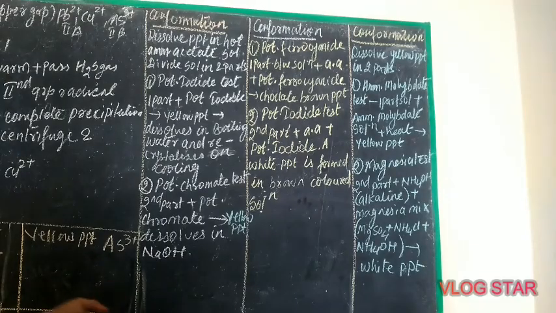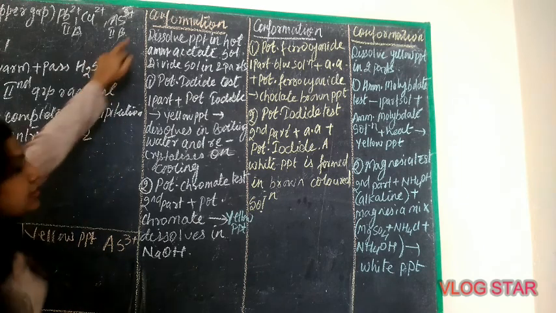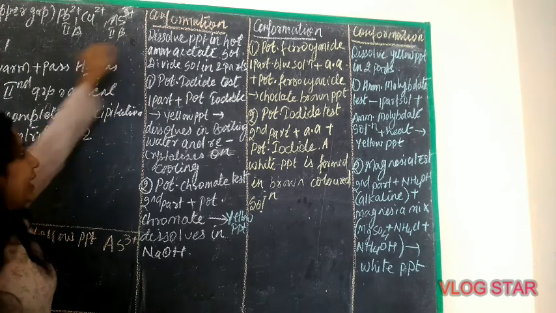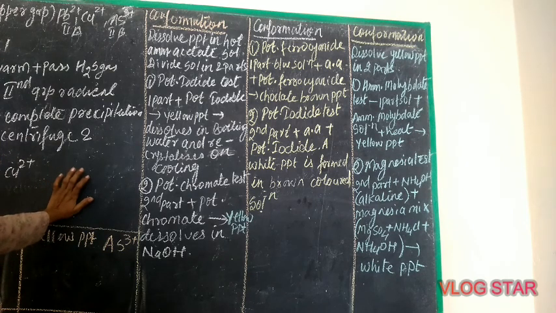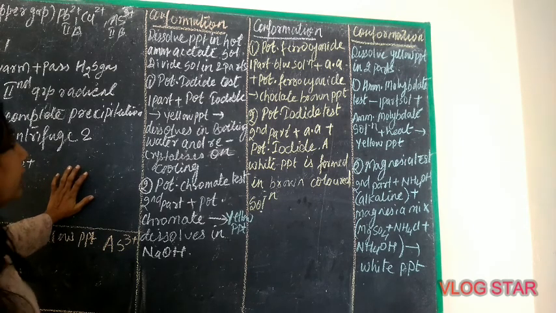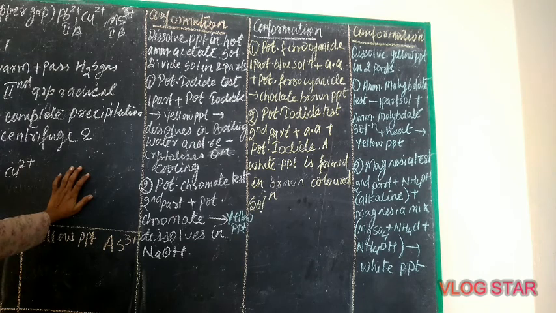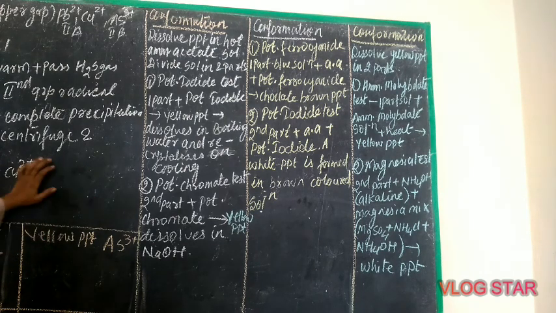Now children, the confirmation for all these three radicals, that is lead, copper and arsenic. This is the confirmation for lead. Dissolve the PPT obtained, that is the white PPT obtained, in hot ammonium acetate solution. Now divide that solution in two parts.